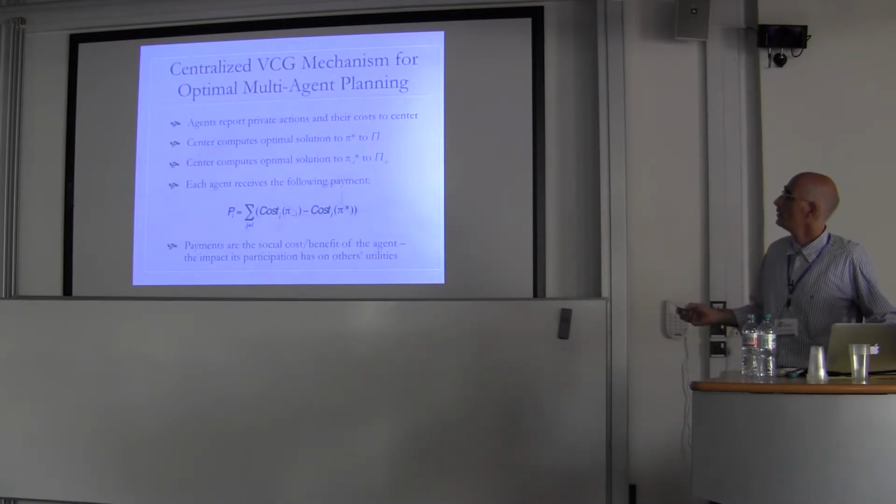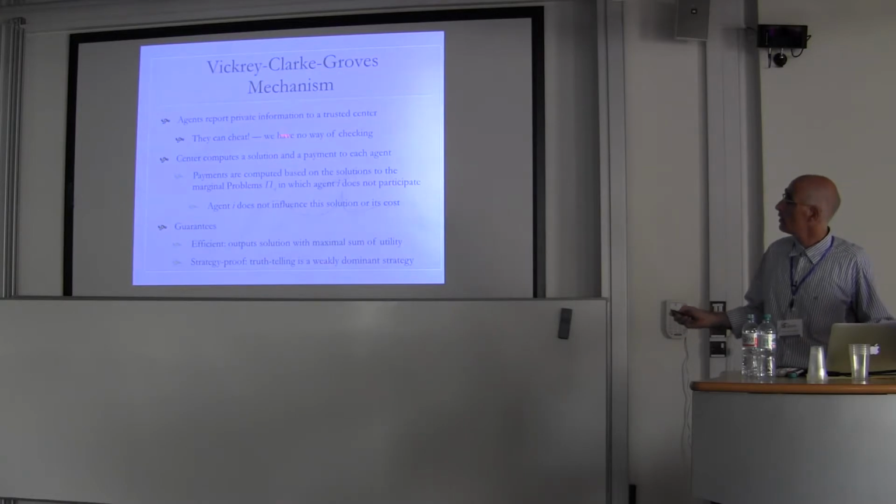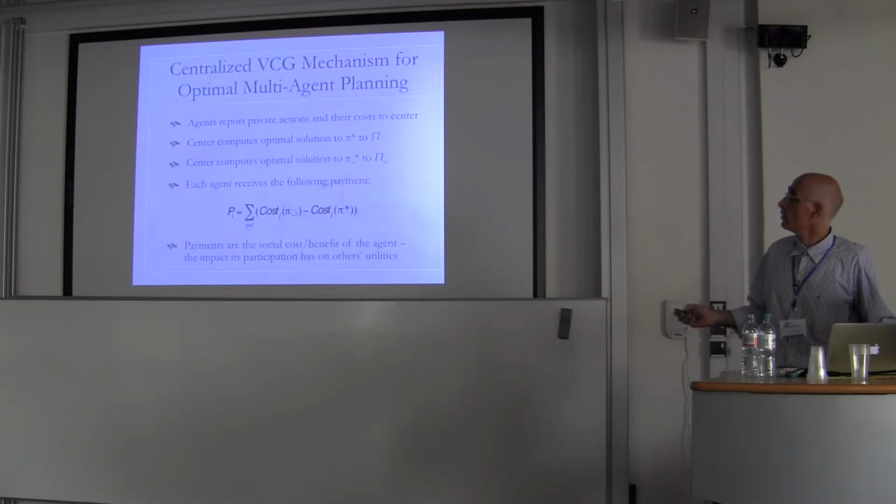So how do we apply this to planning? First, let's use the centralized VCG mechanism. As you notice, we assume here a trusted center to whom we give all the information. And this center will compute the solution. So let's start with this. Agents report private actions and their costs to the center. The center computes an optimal solution to the original planning problem. This is pi star, the optimal solution to the original problem.